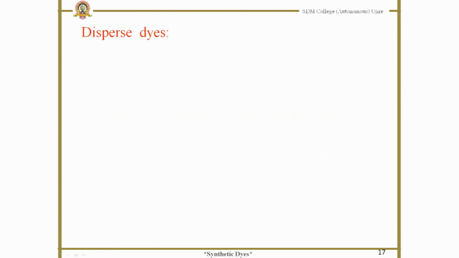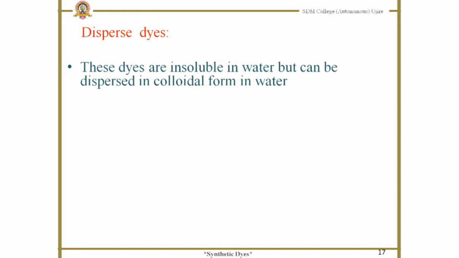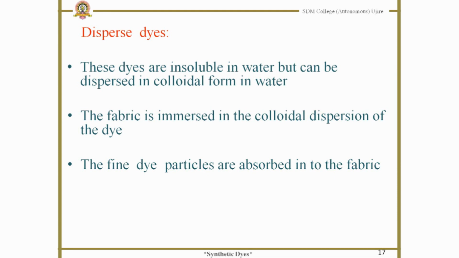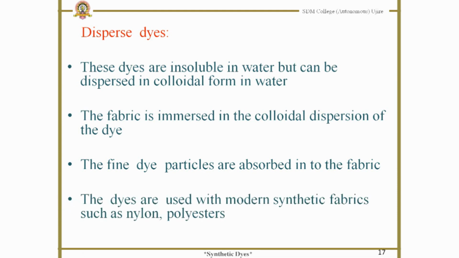The next type of dyes, disperse dyes. Disperse dyes are also called ingrain dyes. They are insoluble in water but can be dispersed in colloidal form in water. The fabric is immersed in the colloidal dispersion of dye in the beginning. Then the fine dye particles are absorbed into the fabric. Finally, the dyes are used with modern synthetic fabric such as nylon, polyesters, etc.